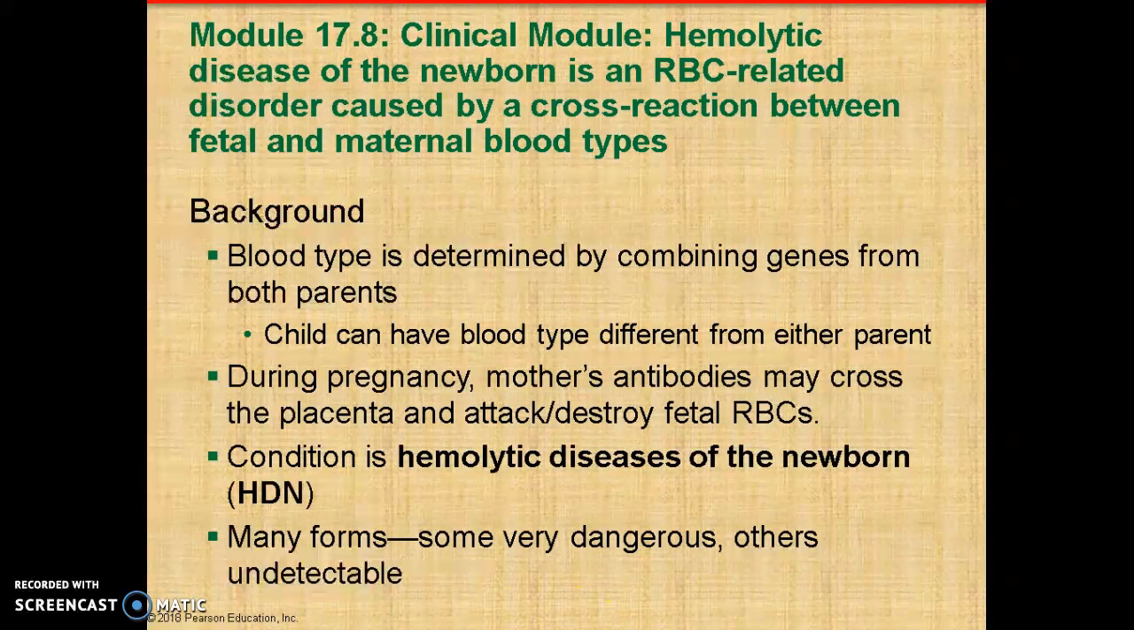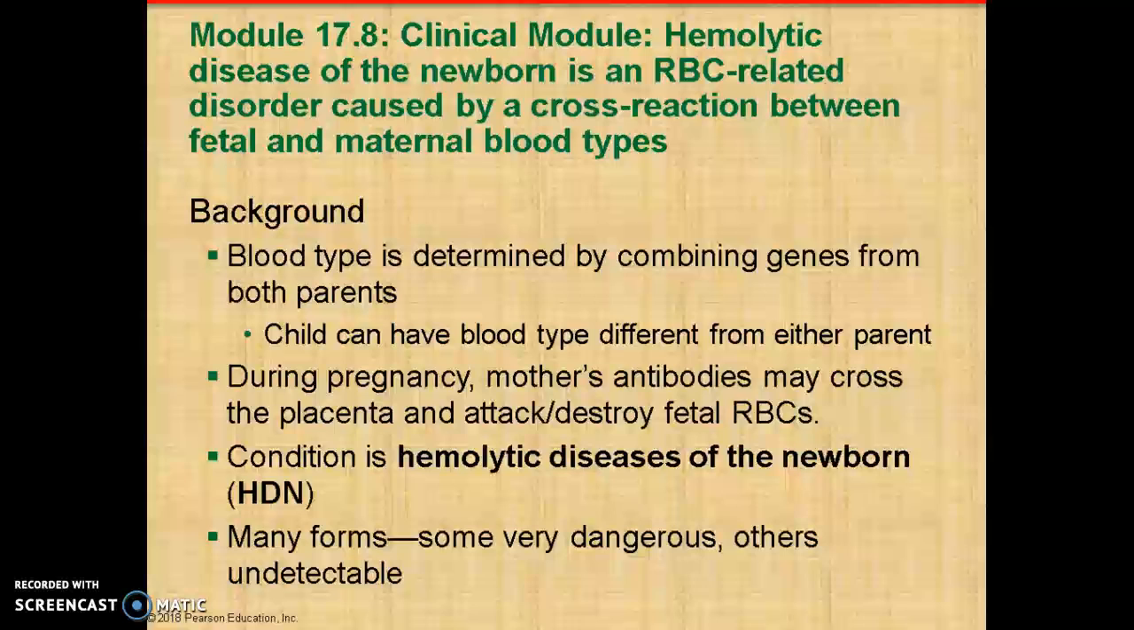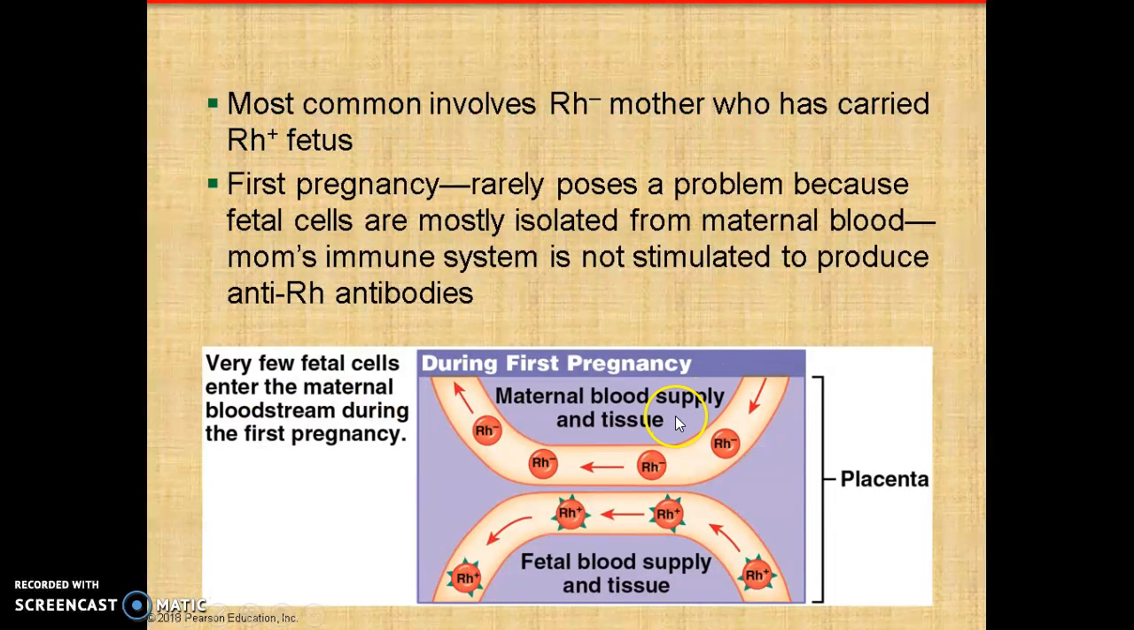During a pregnancy, the mother's antibodies can cross the placenta and attack the fetal red blood cells. This is a condition called hemolytic disease of the newborn, hemolytic meaning blood breakdown disease. And this is a problem that usually involves an Rh negative mother who has carried an Rh positive fetus. So if an Rh negative mom mates with an Rh positive man, the fetus can be Rh positive.